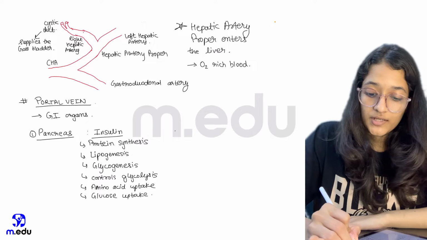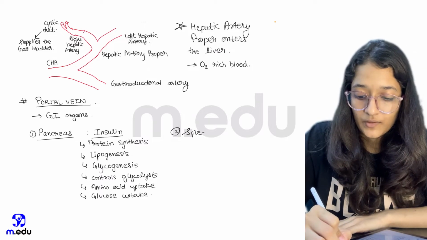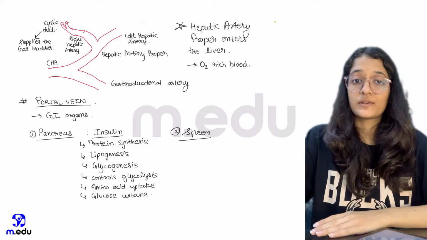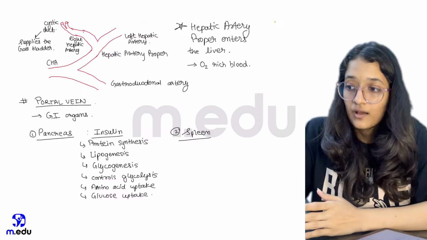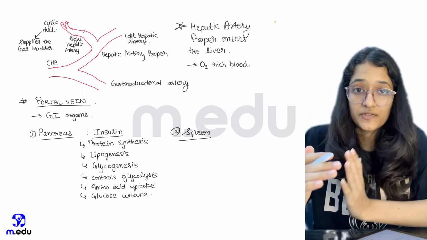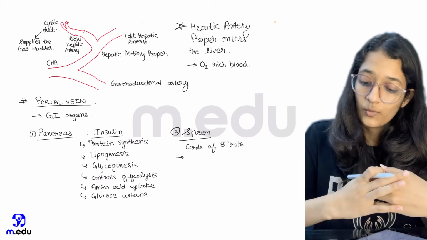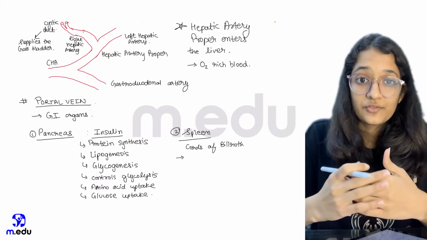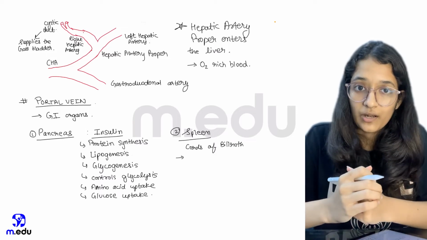Okay, now we talk about the second organ, which is the spleen. Now spleen, as we all know, is a secondary lymphoid organ. And it has different types of sinusoids, which are called the cords of Billroth. Why are they present? They are present to remove the old-aged RBCs or defective RBCs from the blood.